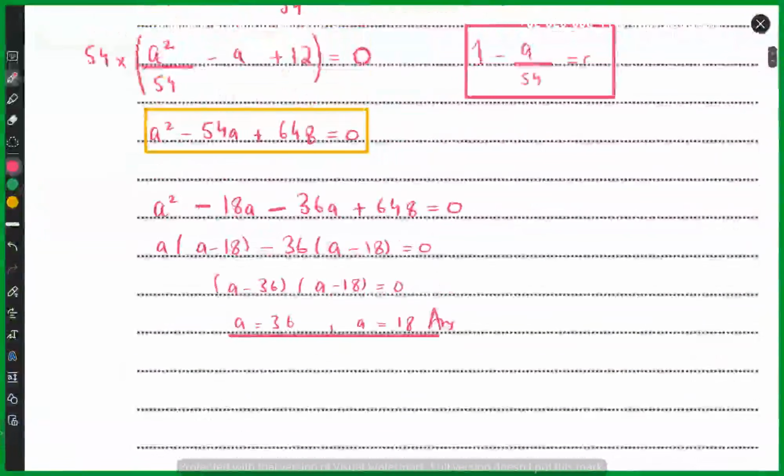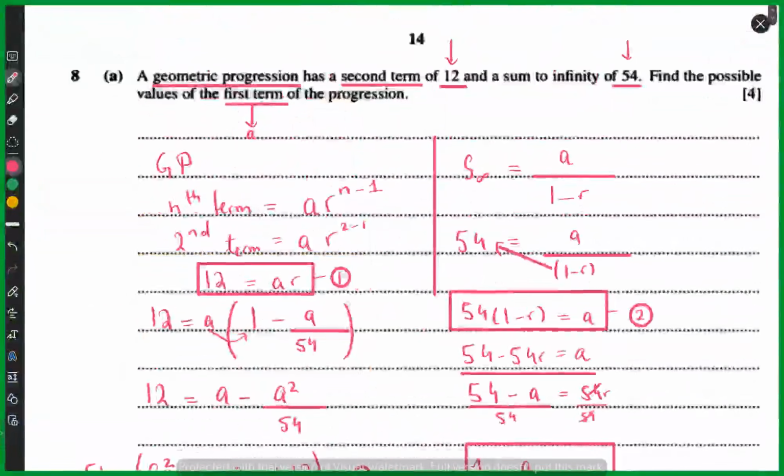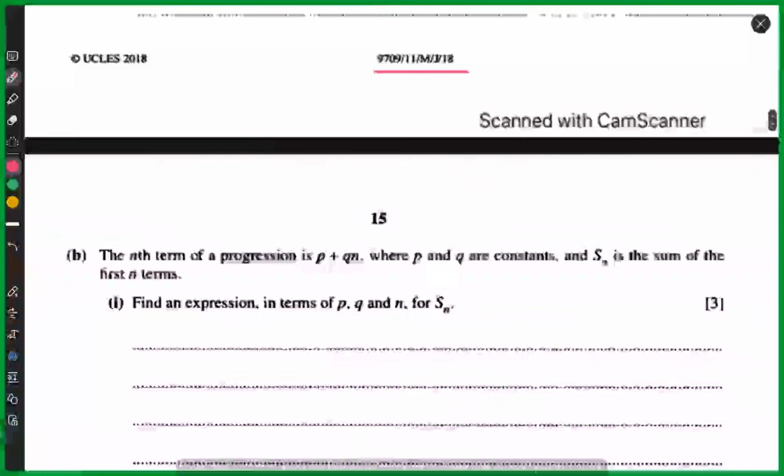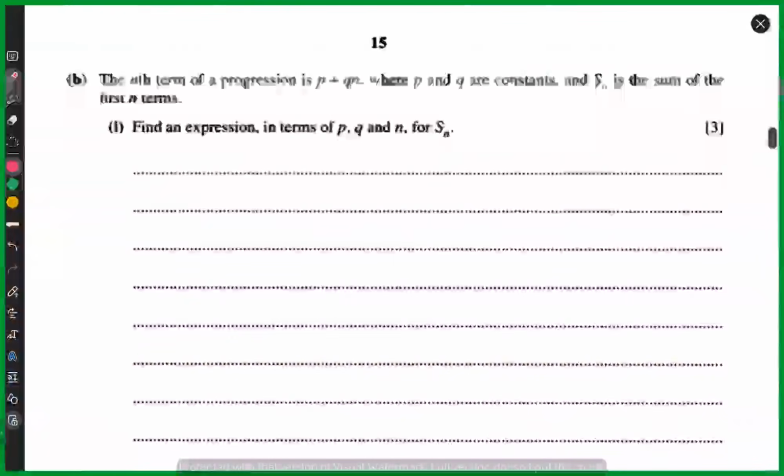Yeah, that is for geometric progression. And here, okay. All right. So the question says the nth term of a progression is P plus Qn, where P and Q are constants, and Sn is the sum of the first n terms. Find an expression in terms of P, Q, and n for Sn.